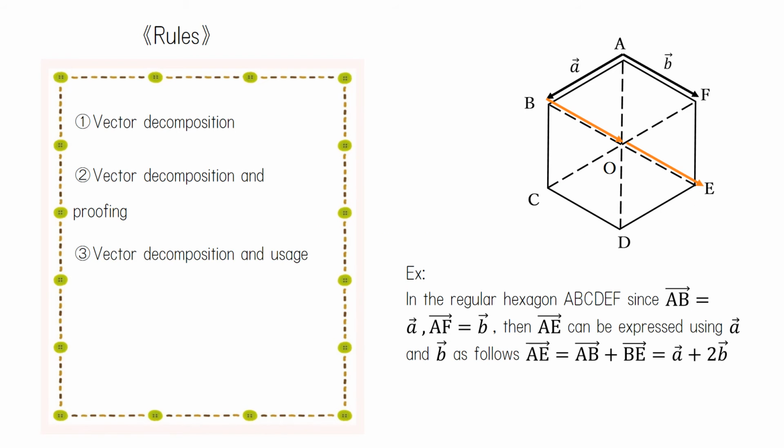Now let's talk about how to use vector decomposition. In the regular hexagon A, B, C, D, E, F, since vector AB equals vector A and vector AF equals vector B, then vector AE can be expressed using vector A and vector B as follows. Vector AE equals vector AB plus vector BE, and also equals vector A plus 2 vector B.